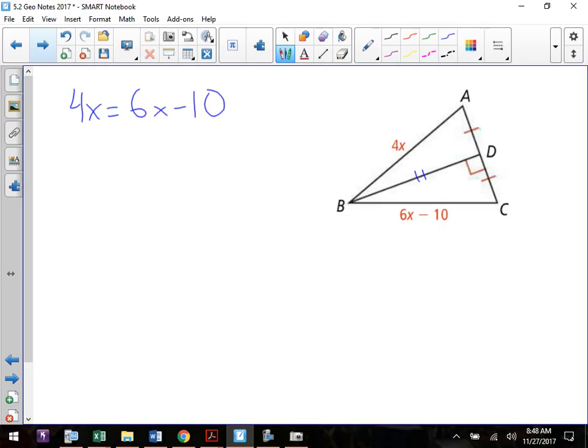Normally I wouldn't subtract the big guy, but in this case, instead of having to move the 10s back and forth, I'm just going to subtract the 6x. Just remember that you have a negative value here. Negative 2x is negative 10, therefore x is 5. And you can always double check yourself to make sure you did it correctly, because what's 4 times 5? Yes, it's 20. And then 6 times 5 is 30, subtract the 10, and you get 20.